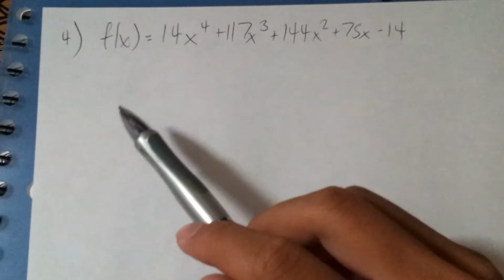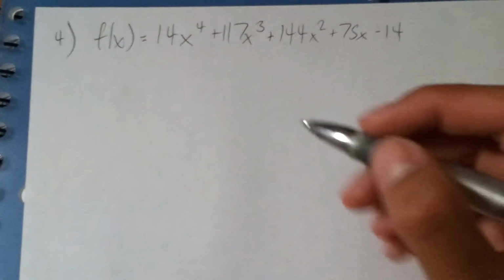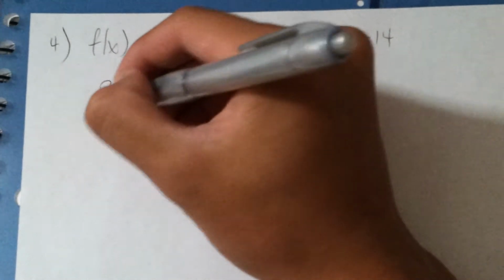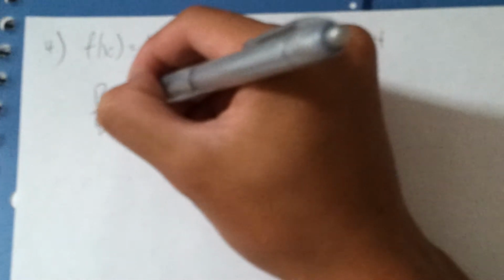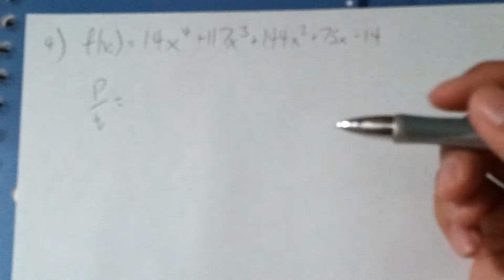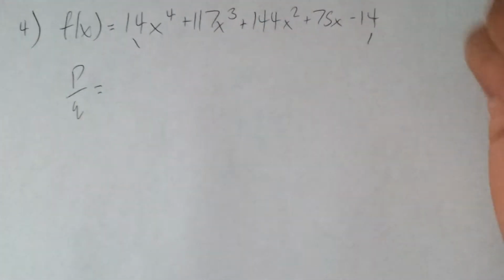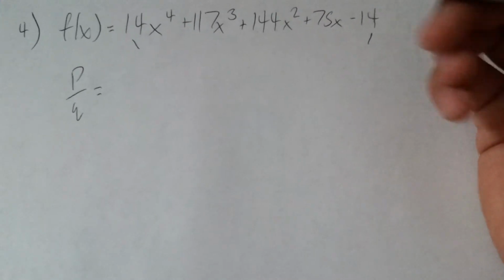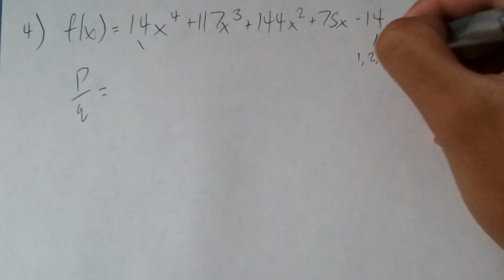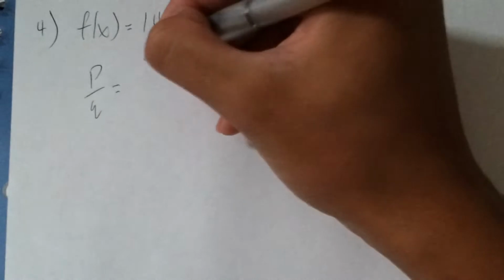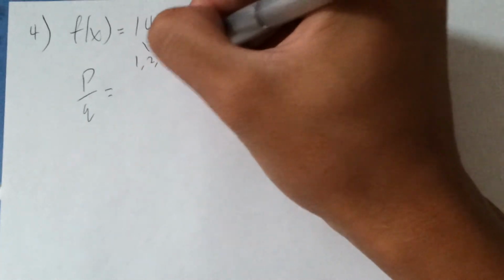This is our student problem number 4. So to begin, we need to find our rational zeros. So that's P over Q. P is the factors of the constant right here, and then Q is the factors of the coefficient of the largest degree. And so the factors are 1, 2, 7, 14, and the other one is 1, 2, 7, 14.